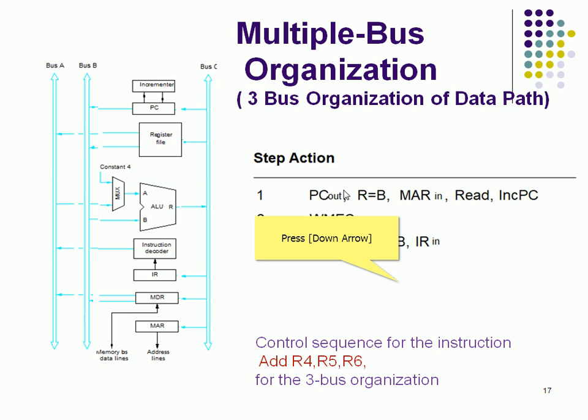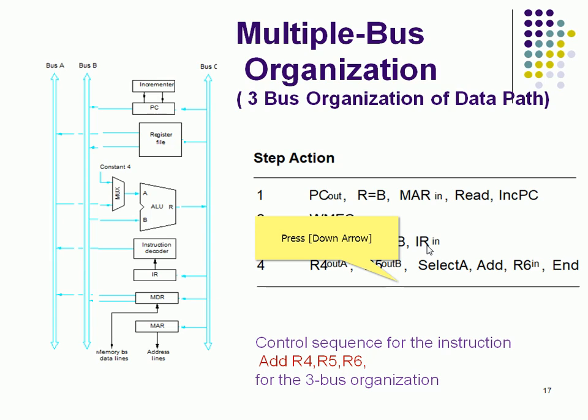MDR out B. Here MDR out to the B bus. Then R=B. The register file will receive the data from B. So IR in means instruction register. Then we have R4 out A. Where is R4? Here in the register file. So out A through bus A, R5 out B. So out B. So one to bus A, one to bus B.